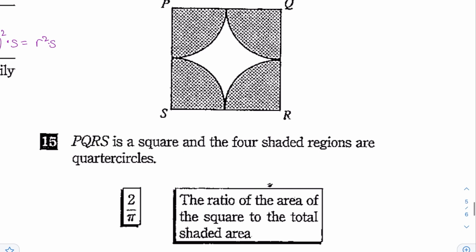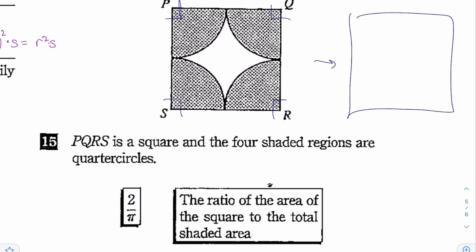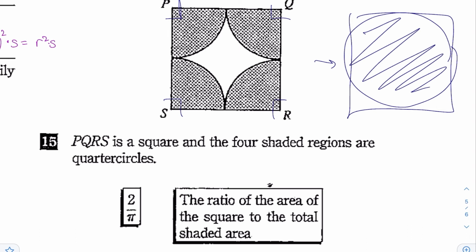Next for number 15, PQRS is a square and the four shaded regions are quarter circles. So I want to compare the ratio of the area of the square to the total shaded area versus 2 divided by pi. So because these are four quarter circles and a square has all right angles, you can rearrange this into just a circle inscribed in a square if you just rearrange the pieces.